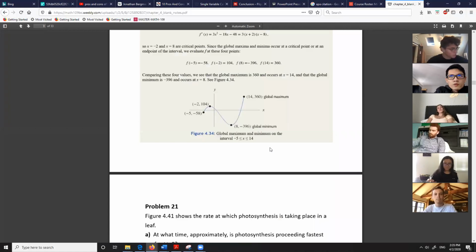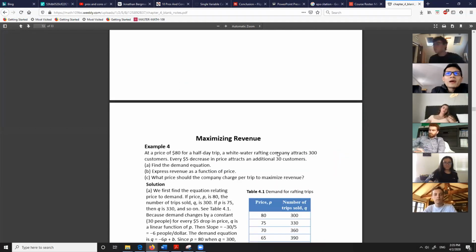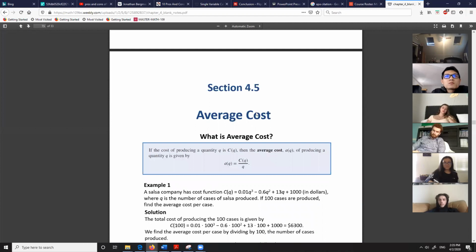So we finished 4.3 and 4.4 last time. Today is another good application for this chapter, the average cost. The average cost is the cost of producing a number of items, Q. Given a cost function C of Q, the average cost of producing Q items is given by the formula C of Q divided by Q. C of Q is the total cost, and Q is the number of items.